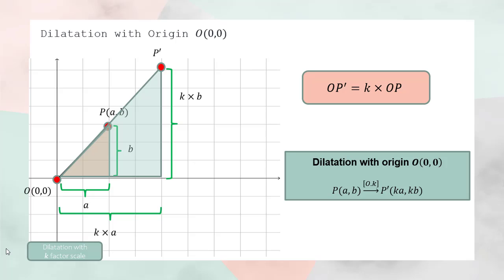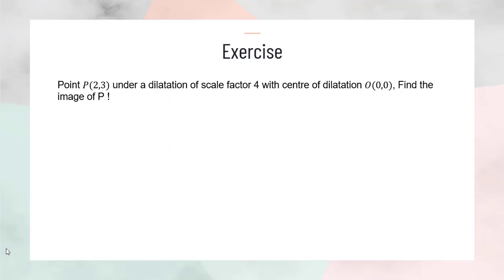So we found the formula for dilatation with the origin O(0, 0). If P has the coordinates (a, b) and you dilate with the origin and scale factor k, you just need to multiply all the coordinates: (ka, kb). It's easy, right? To give you an idea about this formula and how we use it, let's do an exercise together.